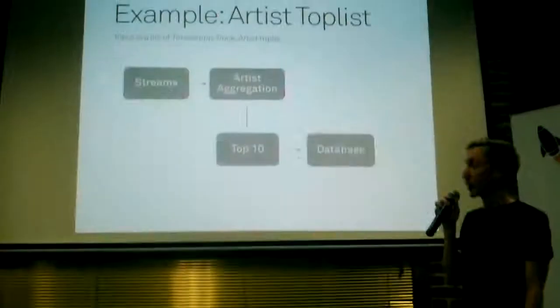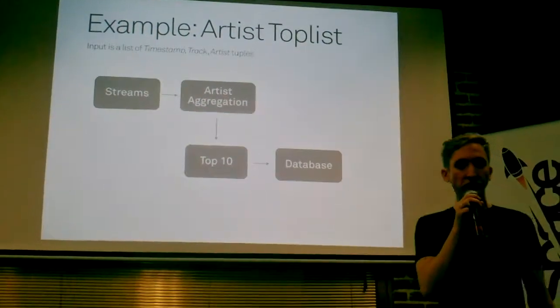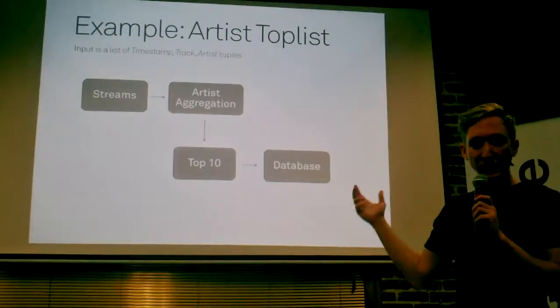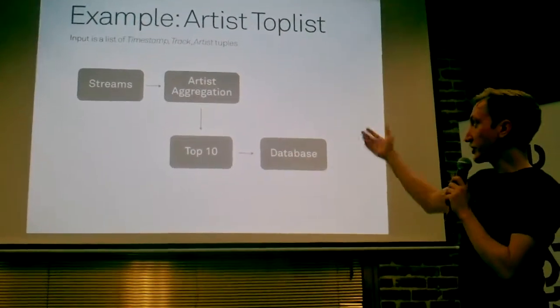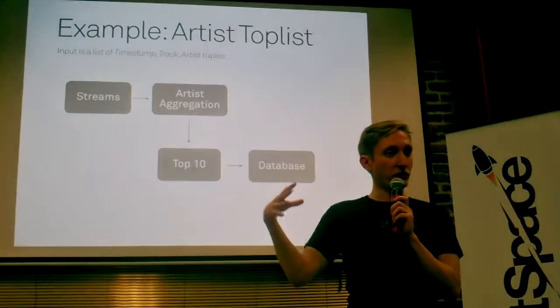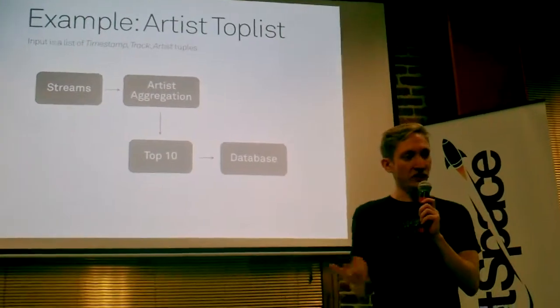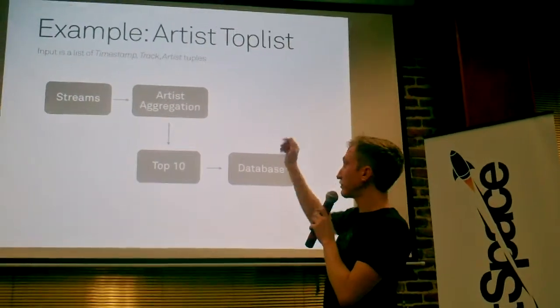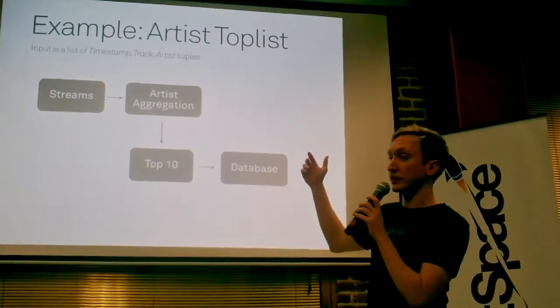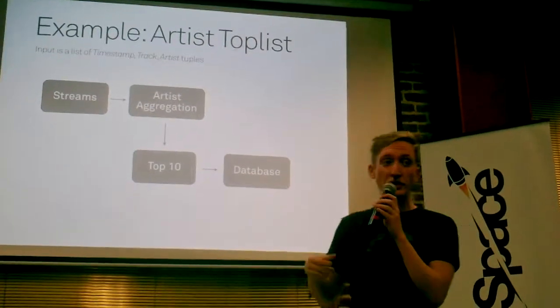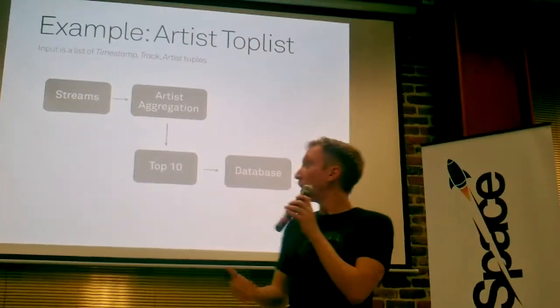This is an example from Spotify, how we should use data processing. It's very simplified, but in this case you can see that, for example, we get in streams from users, so we have large log files containing streams. In this example we can have timestamp, track, and artist tuples for every stream.